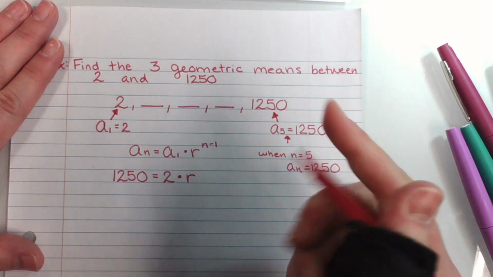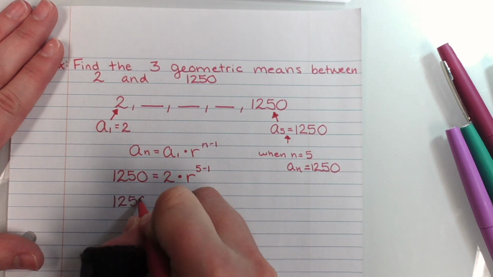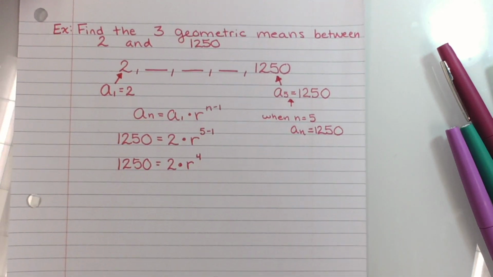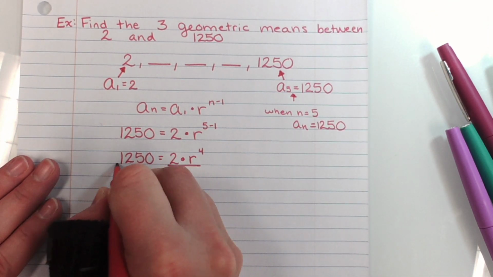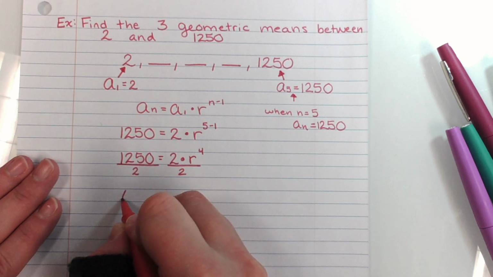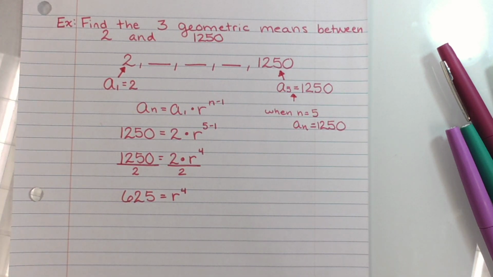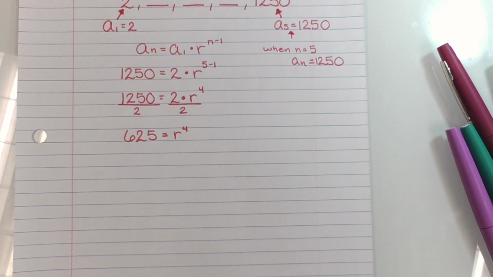If that's 1250, n is 5. I simplify what I can. The 5 minus 1 becomes a 4. Go to solve. Divide by 2. 625 is equal to r to the 4th power. Here's where people tend to get stuck. To get rid of a 4th power, I take a 4th root.